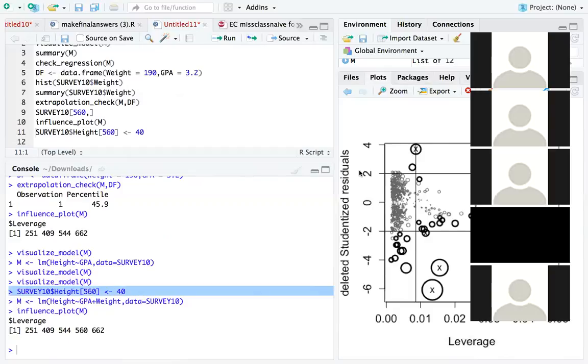Are there any questions about extrapolation or influence plots? Like I kind of wanted to do a few examples and cover this right here.